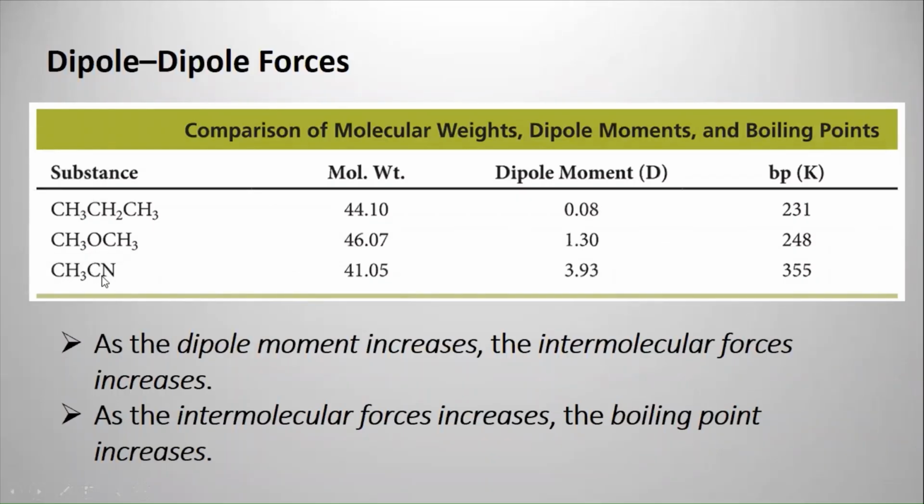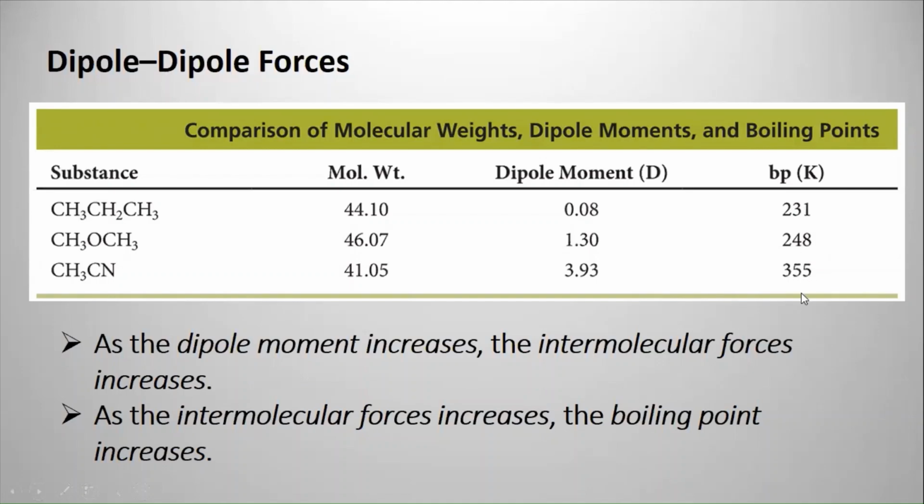Acetonitrile, CH3CN. So this acetonitrile will have the highest boiling point. Look what happens. A stronger molecule will have a higher boiling point. A weaker molecule will have a lower boiling point. Because remember what the boiling point is: breaking the intermolecular forces between the liquid, converting it to gas. If you can convert the liquid to gas very easily, that means it has very weak intermolecular forces. But if you need to heat to a higher temperature, that means the intermolecular forces are stronger.